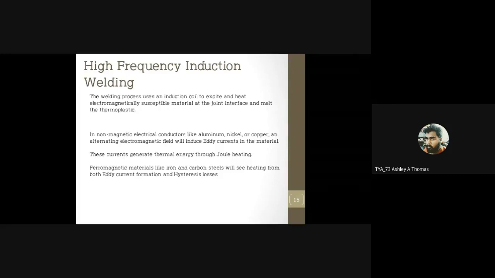Now only here is the issue. When you are winding an induction coil around some material, there should be conducting material in and around. What is happening in the case of the iron?